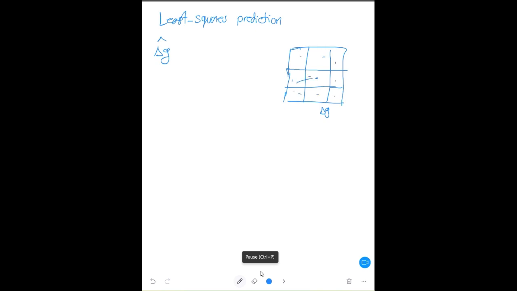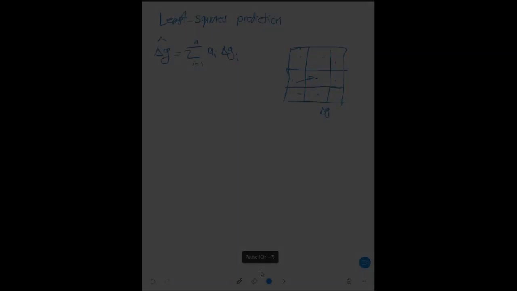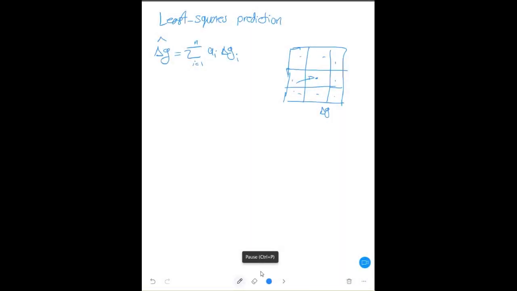Therefore, I define a gravity anomaly estimator, delta G cap, as a summation with a weight a_i times delta G_i. This is the estimator that I will use to estimate the gravity anomaly in the central cell. In other words, I use the data around to predict the data at the center.